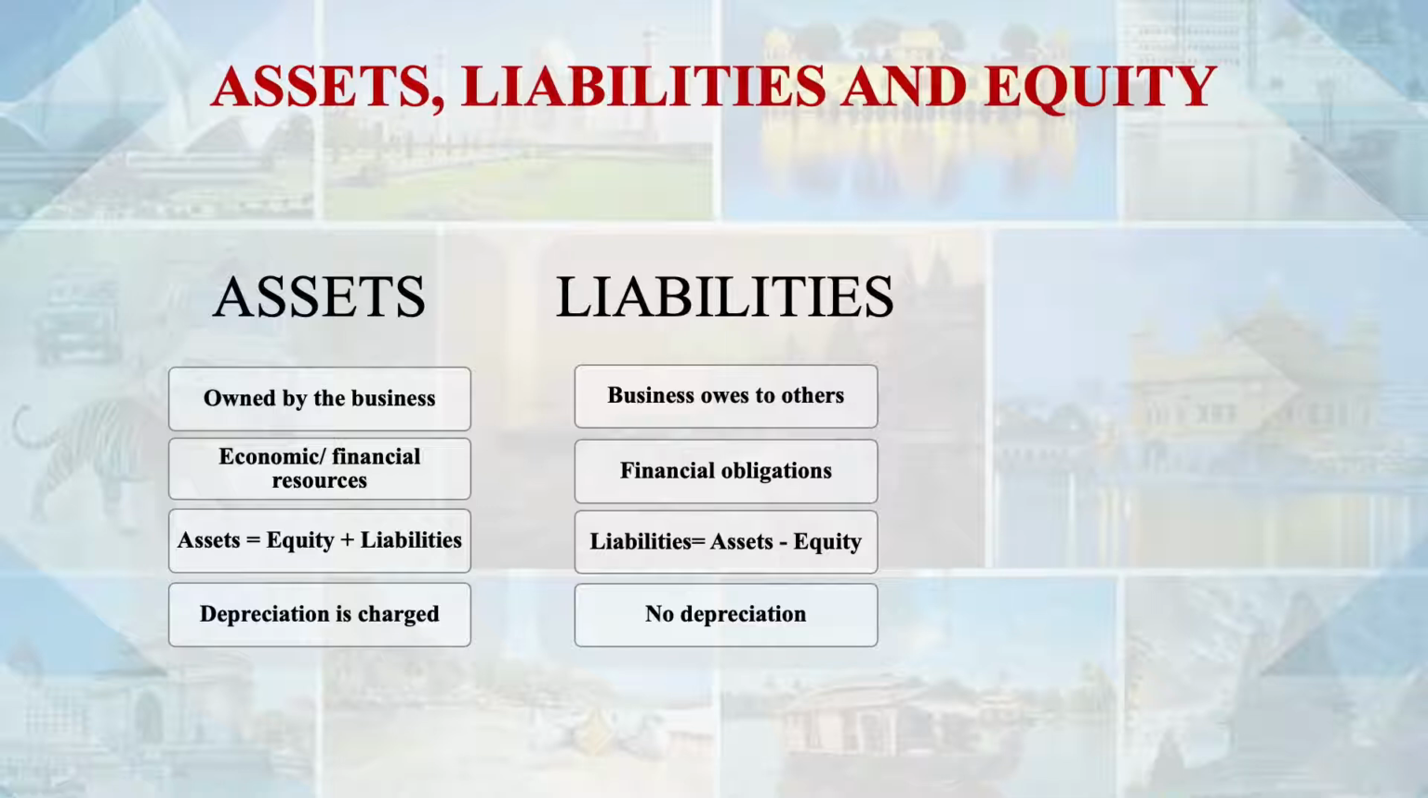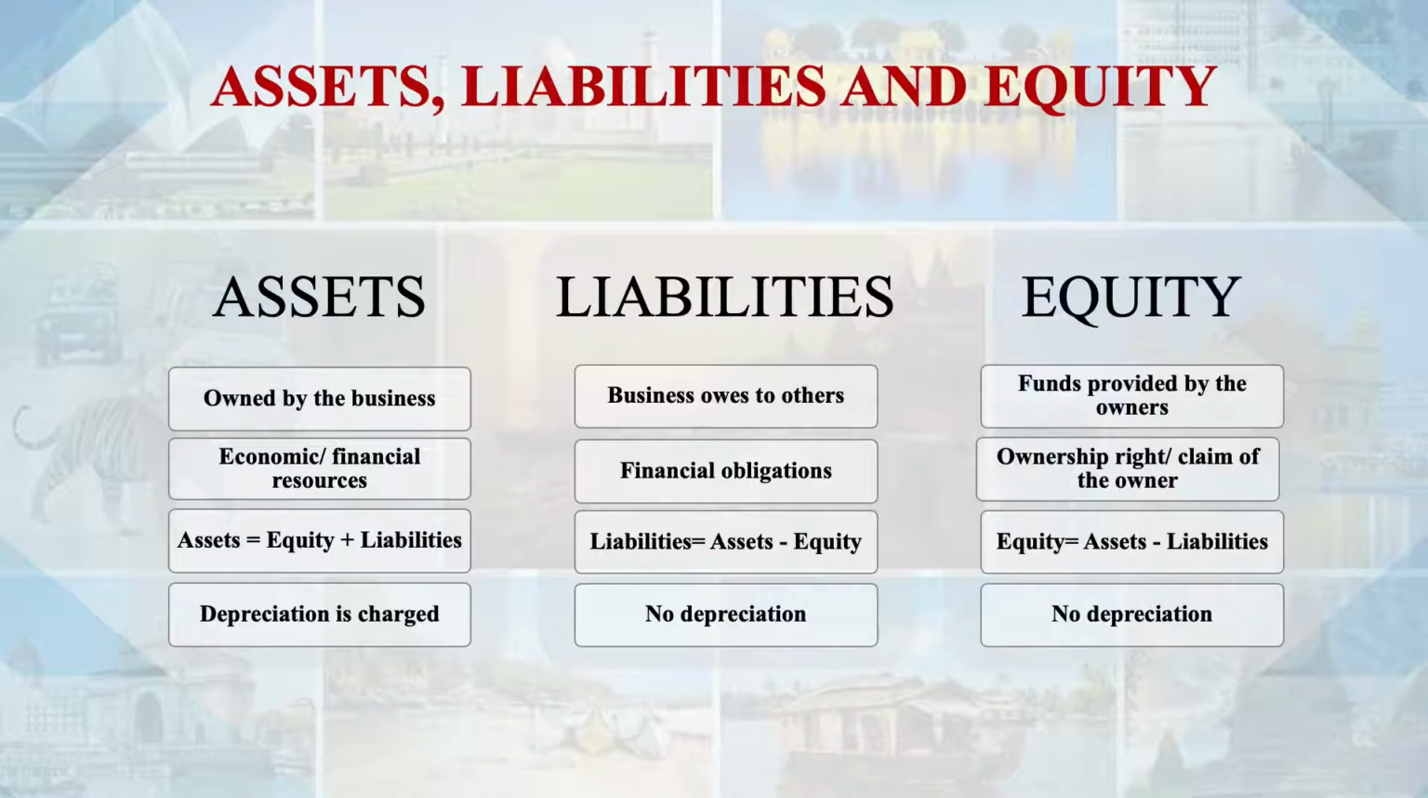Now, the third most important component of your balance sheet, that is equity. What is an equity? Now, this equity is the fund which is provided by the owners of the business. They can be the shareholders or the people who are having some kind of an ownership in your business. So that is the money which is being provided by the owners. These owners reflect the ownership right or the claim of the owners on the business. And if we want to find out what is the value of equity, then the equation will be equity is equal to assets minus liability. And equity is not subject to any kind of a depreciation. So these are the three important components.